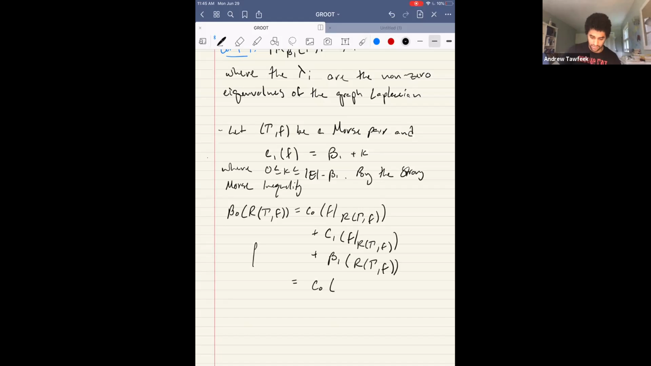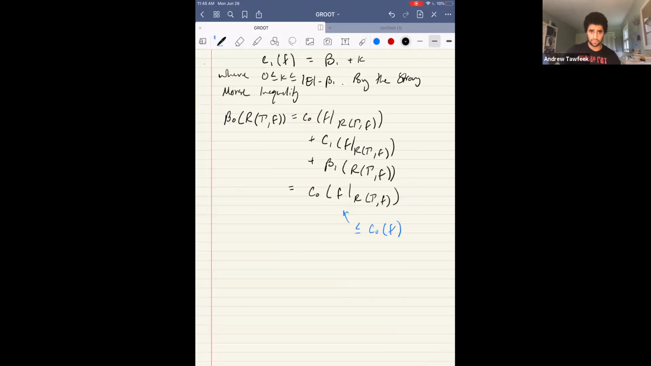So I'm just saying the number of connected components of the remainder in this case is just going to be the number of sinks in the remainder. But importantly, notice that this can generally be less than or equal to the original number of sinks. And as an example, here is a wheel graph.